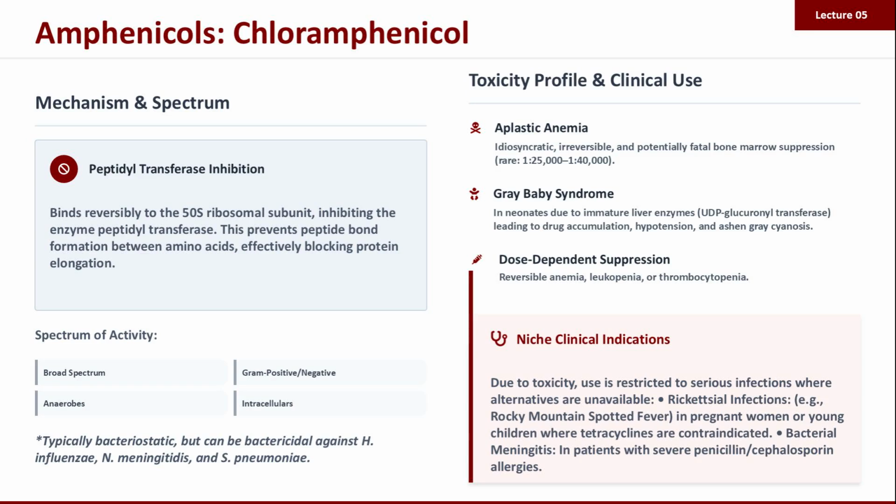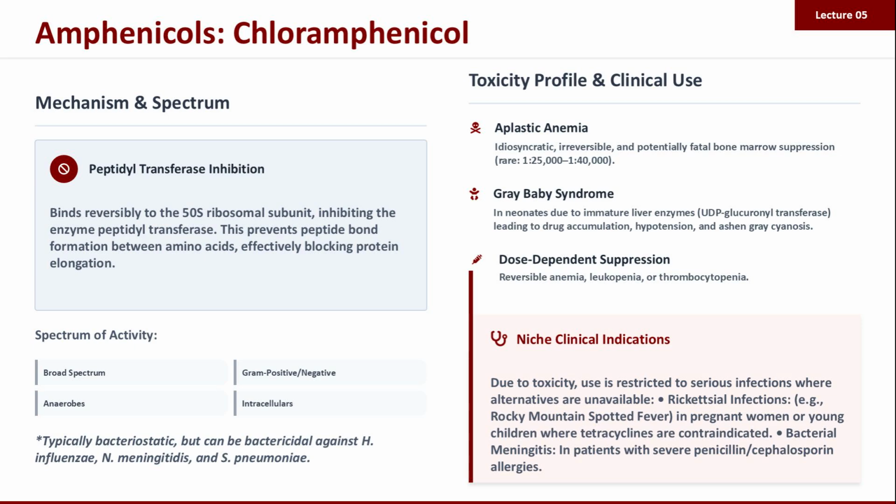Another important condition is gray baby syndrome. This occurs in neonates because their liver enzymes are not fully developed, so they cannot metabolize the drug properly. This leads to accumulation, causing hypotension, cyanosis, and gray discoloration of the skin. There is also dose-dependent bone marrow suppression, which is reversible. This can cause anemia, leukopenia, or thrombocytopenia.